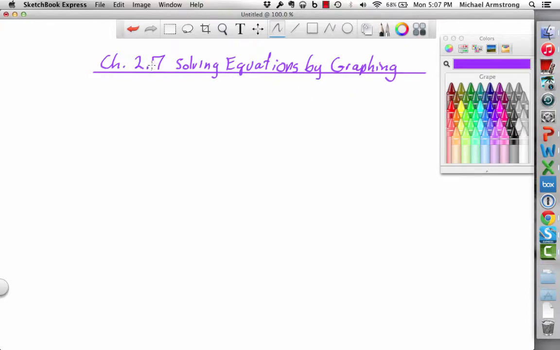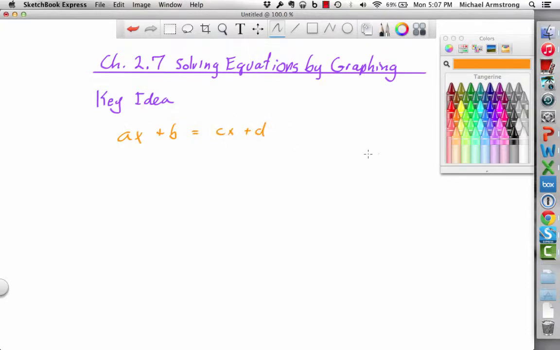Okay, chapter 2.7, solving equations by graphing. All right, so they've got a key idea. We need to make sure we point that out real quick. And the key idea has to do with solving equations. You can sometimes write two linear equations. So for instance, they just say ax plus b is equal to cx plus d.